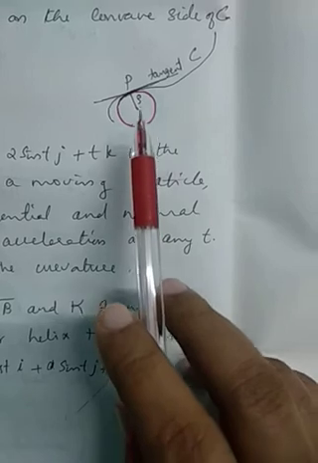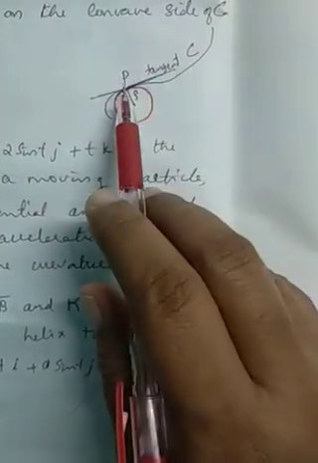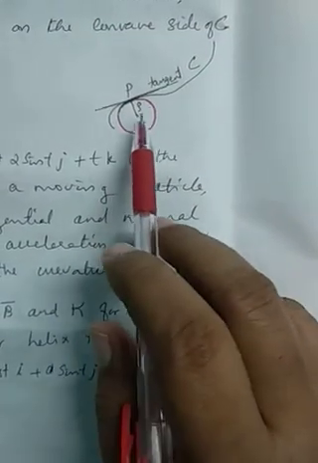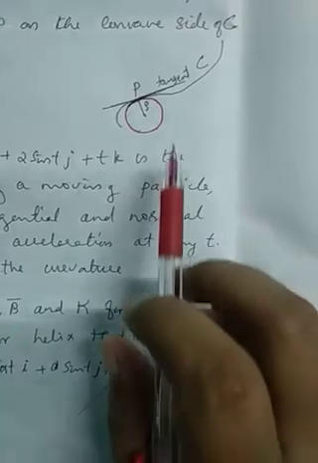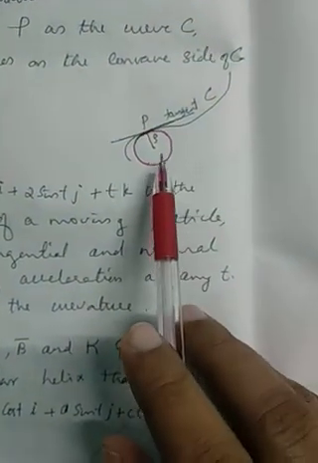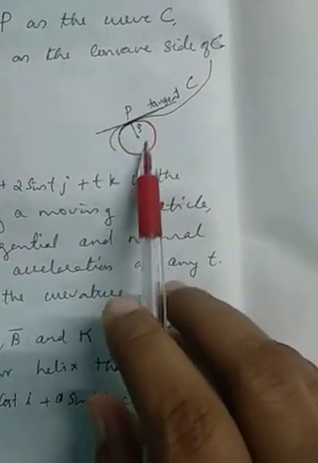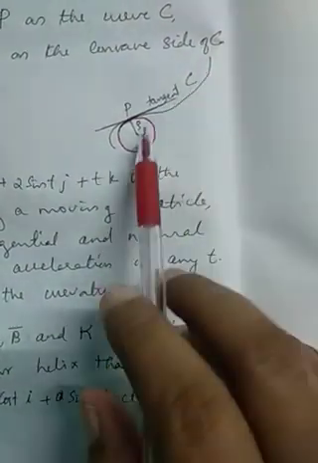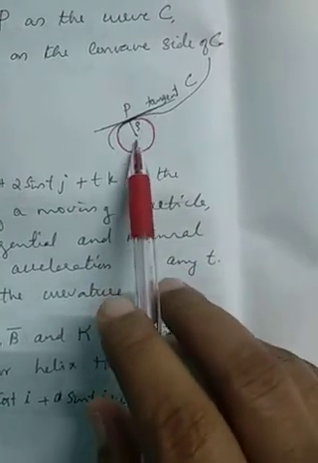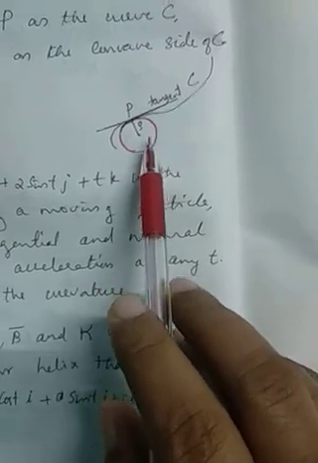Also, the tangent line to the curve C at the point P is the same as the tangent to the circle at the point P. You can also notice that the center of the circle lies on the concave side of the curve C. So here this part is the concave side. So the center of the circle lies on the concave side of C.